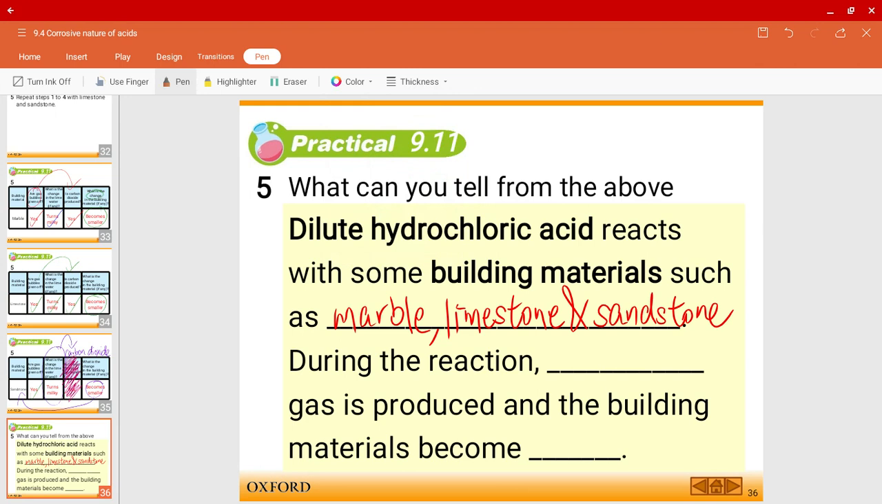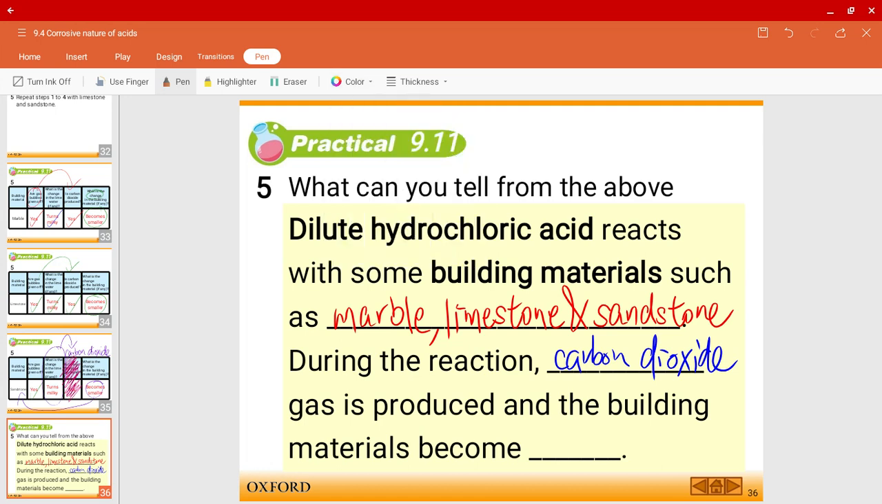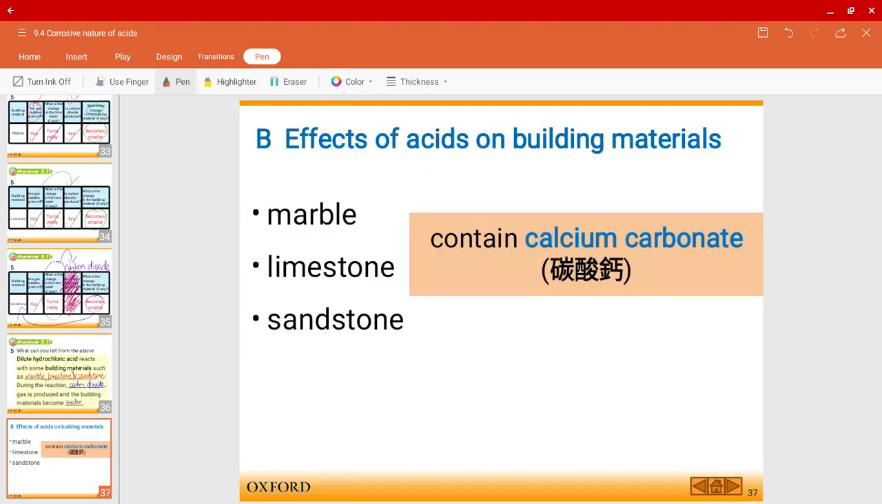During the reaction, what gas is produced? Yes, carbon dioxide. And the building materials become smaller. All right, let's move on.